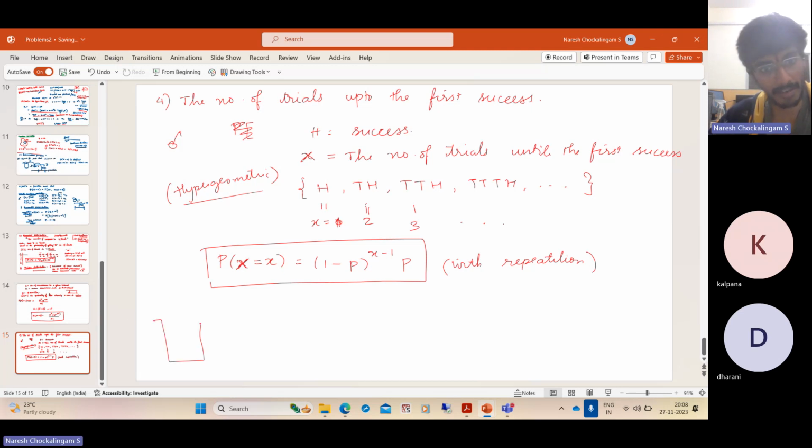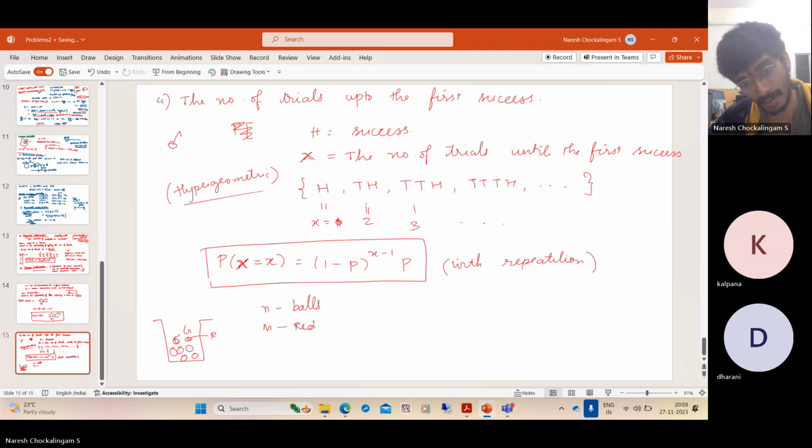You can also consider the case where you have a bucket with balls colored red and green. You don't know the number of such balls, and you keep drawing a ball until you get the first success. Here the case is different because if you have a total of n balls, and there are m in red color, and red is equal to success.